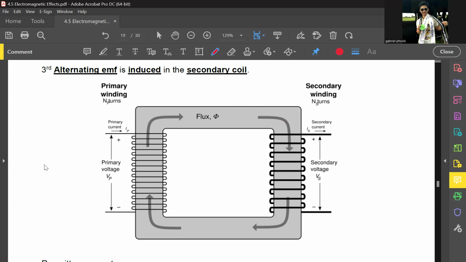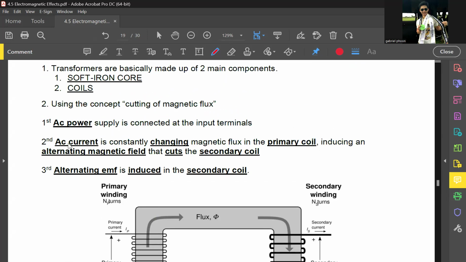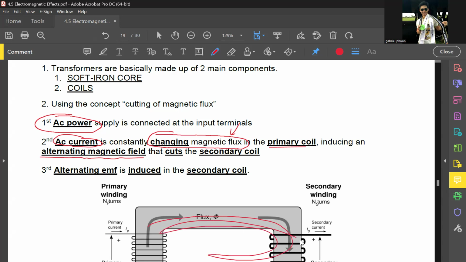In your exam, if a transformer comes out, there will be one part that is 3 marks. That 3 marks will most likely be explain how a transformer works. You need to say everything from here. First and foremost, the AC power supply is connected to the terminal. This alternating current will produce a changing magnetic flux. Magnetic flux means the magnetic field constantly changes. The magnetic field will constantly change in the primary coil, which will induce an alternating magnetic field in the soft iron core, which will cut through the secondary coil.